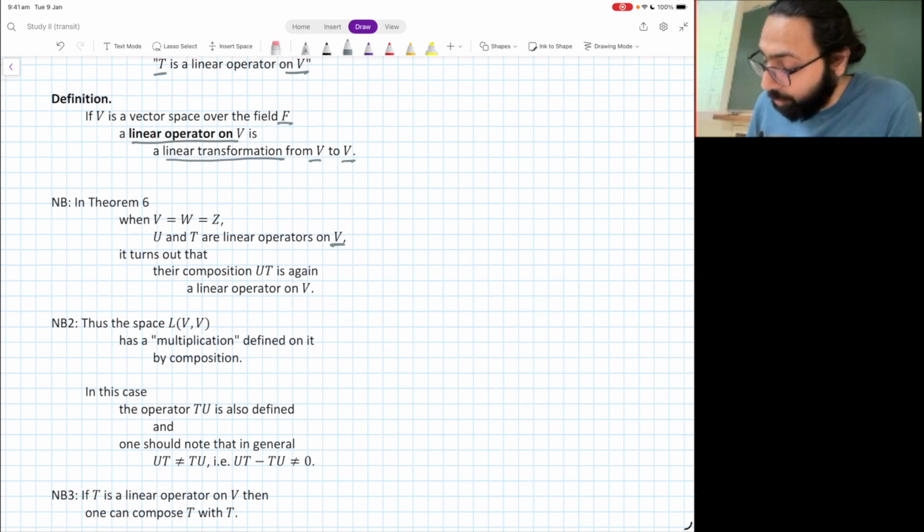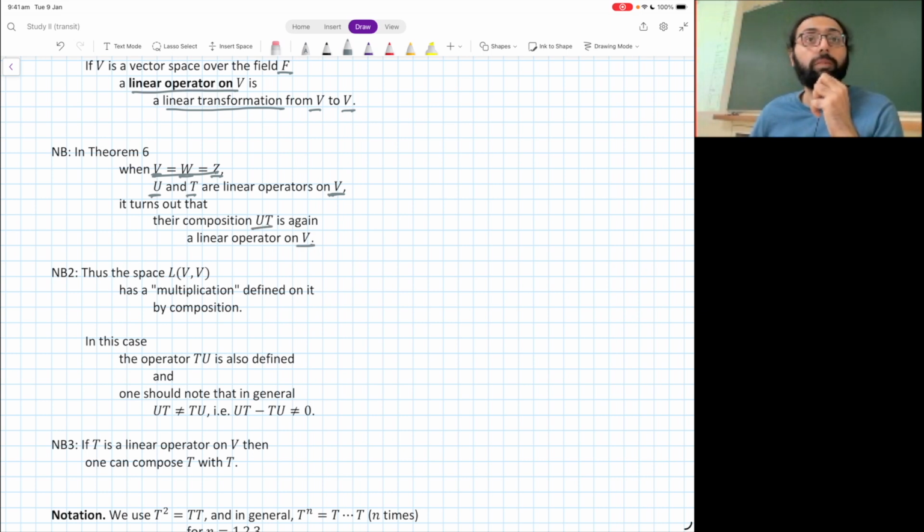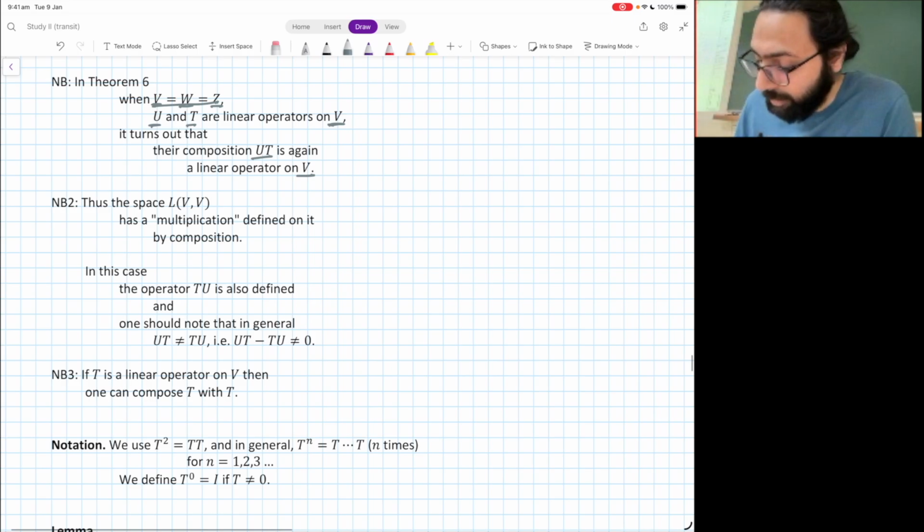Yeah, because we proved the theorem more generally. So we said for V, W, Z being potentially distinct. Now we're saying let U, V, W, Z be the same vector space. So if U and T are linear operators on V, it turns out that the composition is also a linear operator on V, because we don't have to worry about changing the domains. That's all. That's just a small note.